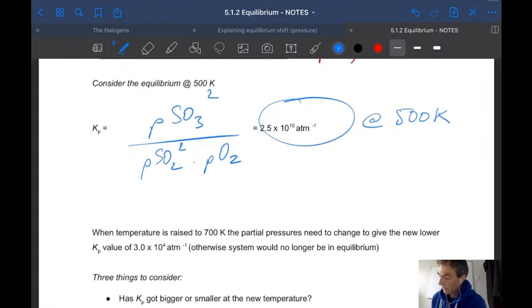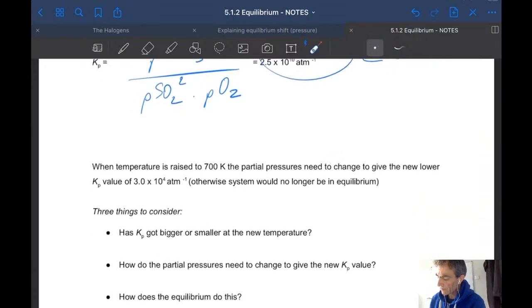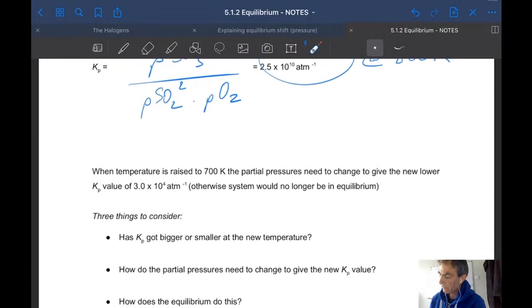So if these partial pressures don't change, they're still going to give that Kp value for 500. But that's not equilibrium because the Kp value for 700 is that. I hope I'm making sense here. So this is how I break it down for my students. These are the things you need to ask yourself.